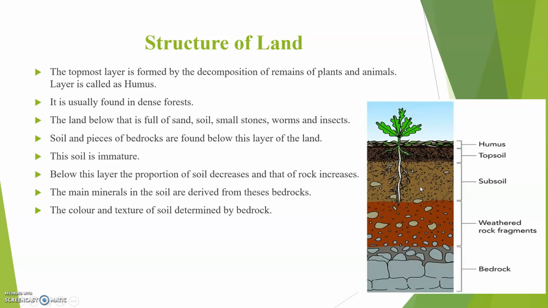Then soil and pieces of bedrock are found below this layer of the land. So here are bedrocks, then small pieces, then soil also found. This is called immature soil. Below this layer, the proportion of soil decreases and that of rock increases. If you observe here, there is only rock, a high range of rock and very minimal soil. The main minerals in the soil are derived from this bedrock.